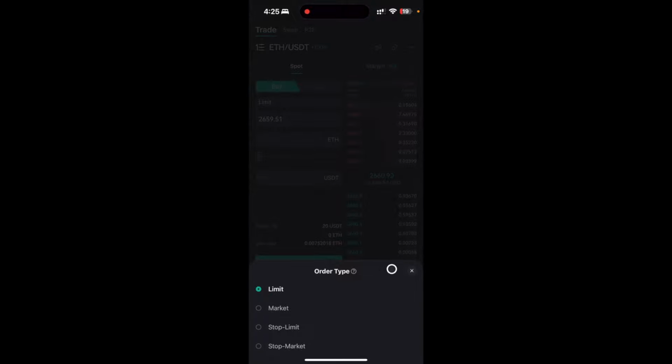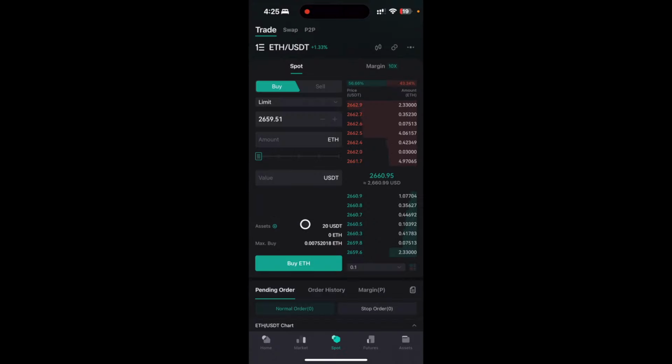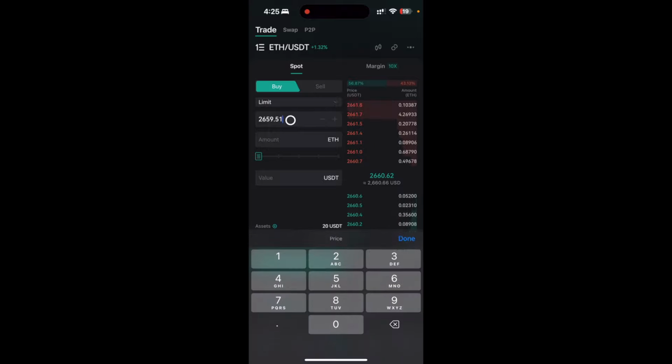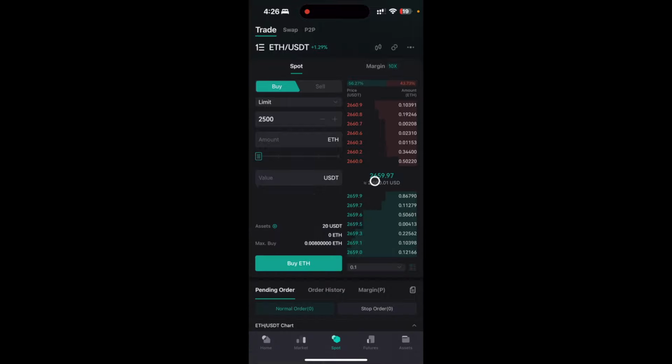A market order is going to allow me to buy Ethereum at any price. For example, you can see that Ethereum is currently being traded at 2,660 US dollars, right? And with a market order, it can allow me to buy Ethereum at 2,500. Meaning that if the Ethereum price goes down to 2,500, my order is going to be executed at this price.